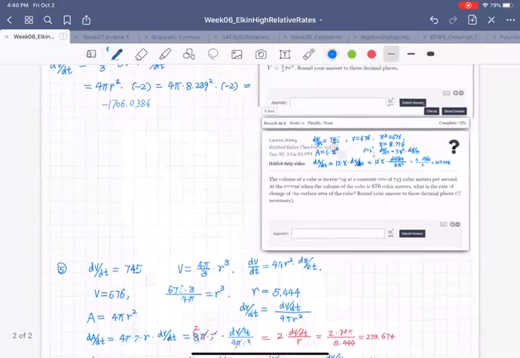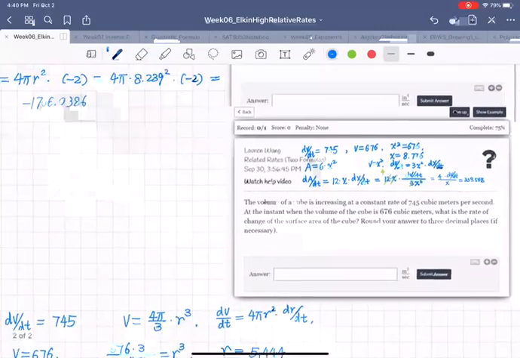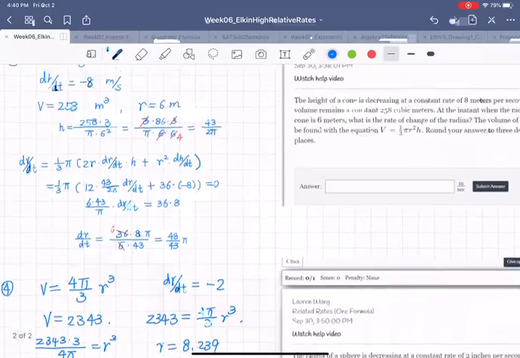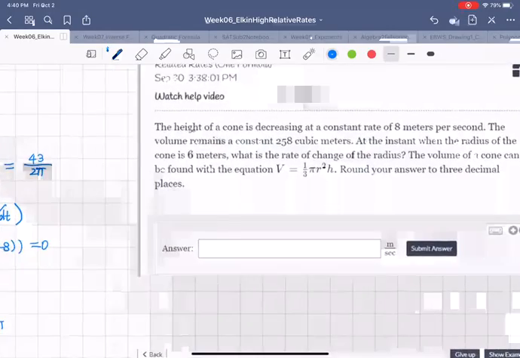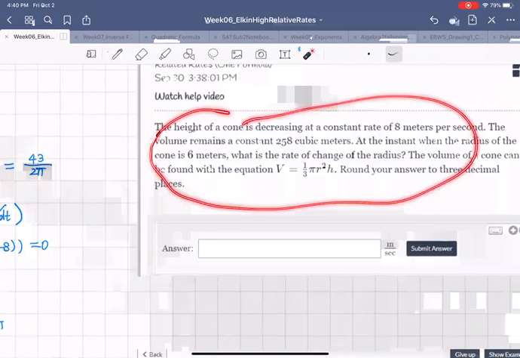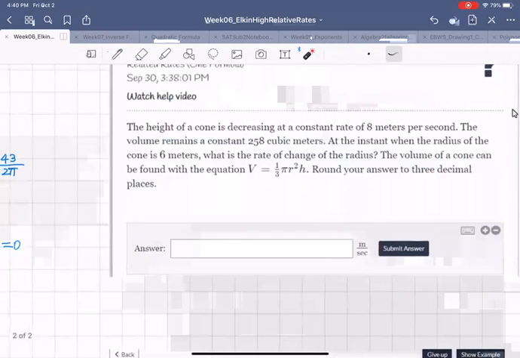Let's go do this one. Oh my god, it's a cone. Seriously, I almost didn't catch my mistake on that one. I said decreasing, but I did increasing. Just go ahead, do this one.